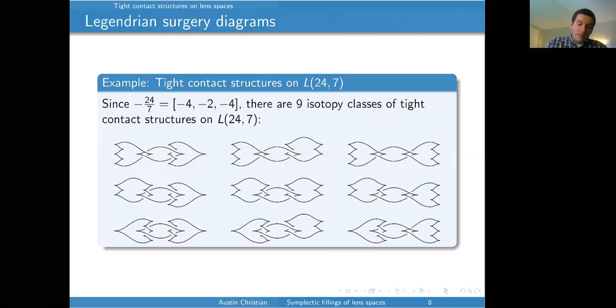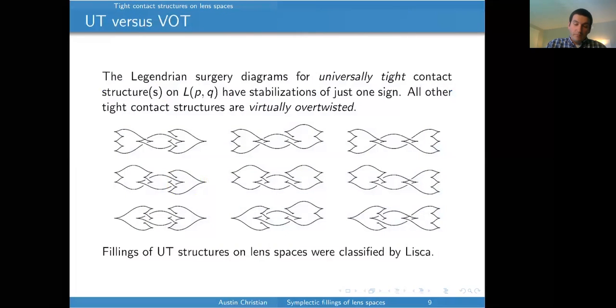So then we have 3 choices for how to arrange the stabilizations on, say, the first unknot. You could make them both positive, both negative, or mixed. And then by considering all the different configurations there, we get 9 total tight contact structures.